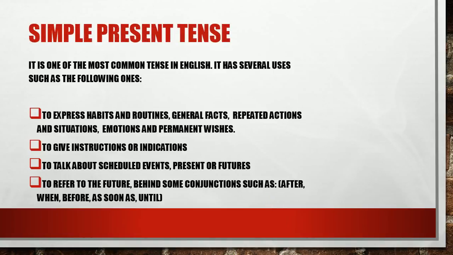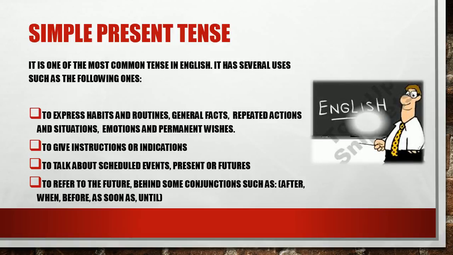Simple present tense is one of the most common tenses in English. It has several uses such as the following ones. It's useful to express habits and routines, general facts, repeated actions and situations, emotions and permanent wishes. It is also used to give instructions or indications, to talk about scheduled events, present or future, and to refer to the future after some conjunctions such as after, when, before, as soon as, until, and others like these ones.